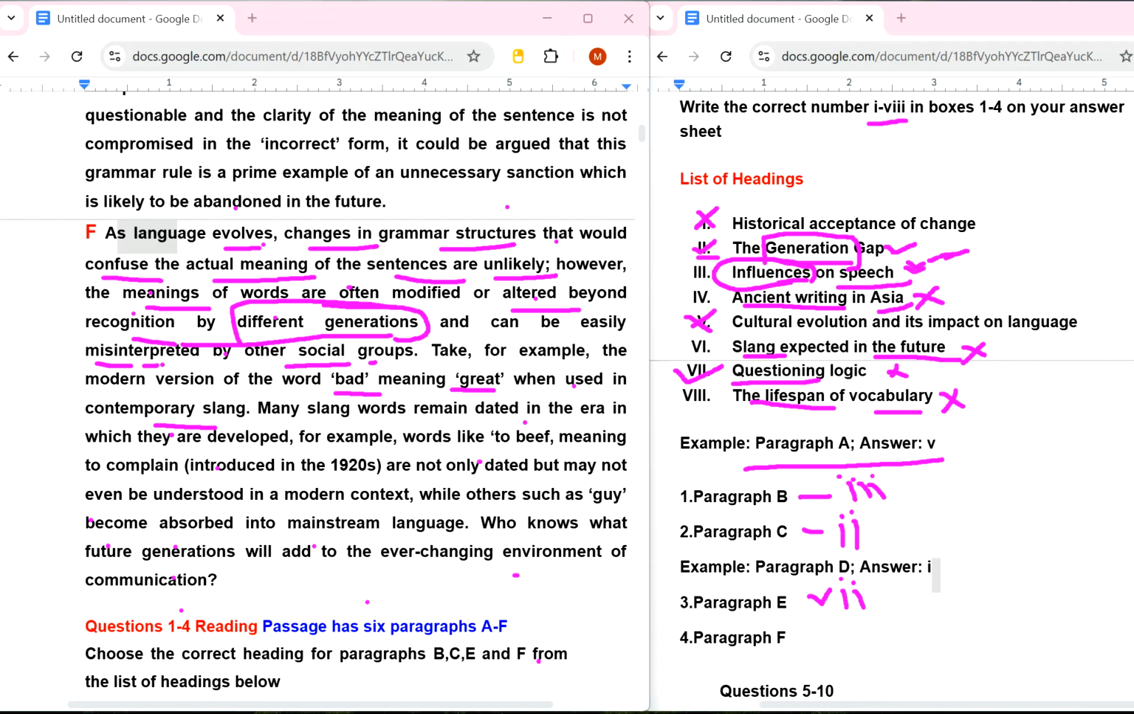Many slang words remain dated in the era in which they are developed, and for example words like to beef meaning to complain are not only dated but may not be even understood in a modern context. Okay, while others such as guy become absorbed into the mainstream language. Who knows what future generations will add to the ever-changing environment of communication. Here, lifespan of vocabulary. So here in the whole paragraph they were talking about meaning, word meaning and all. They are not talking about generation gap. Okay, so we will select 8th number.